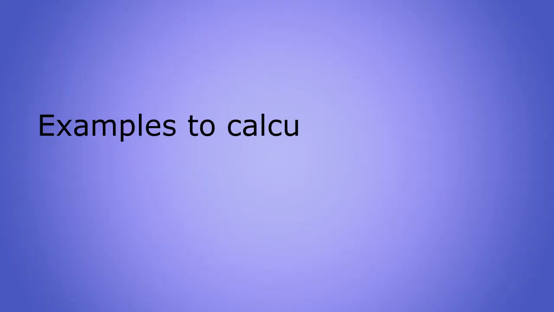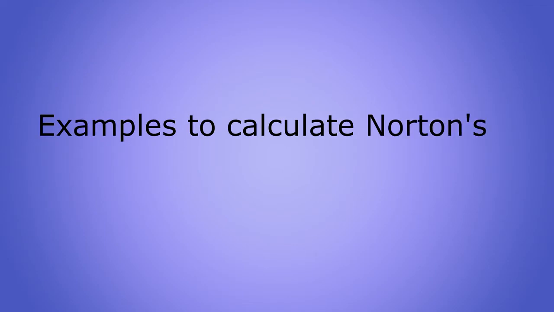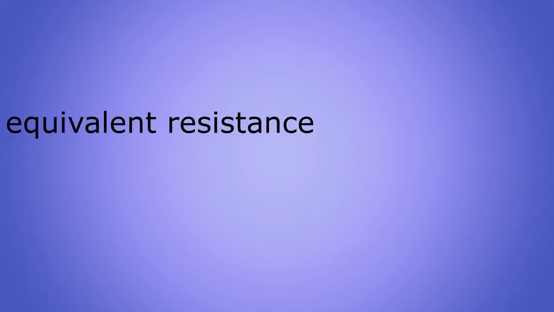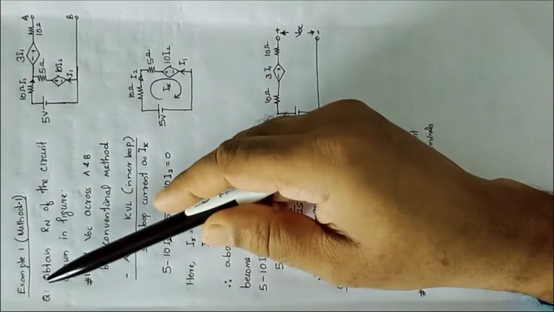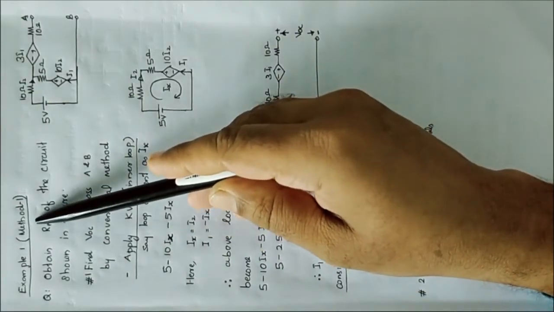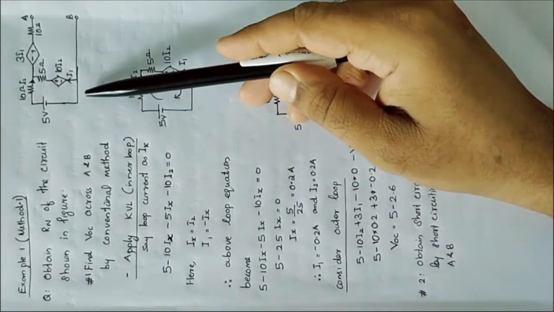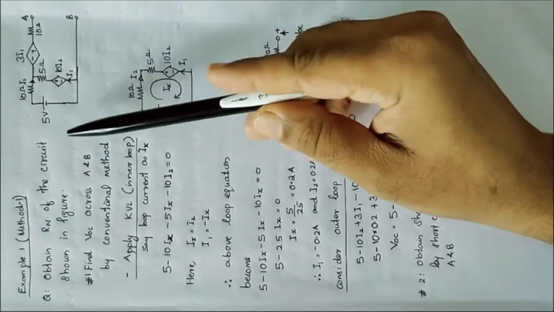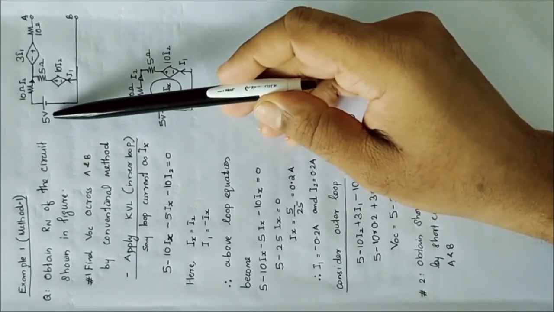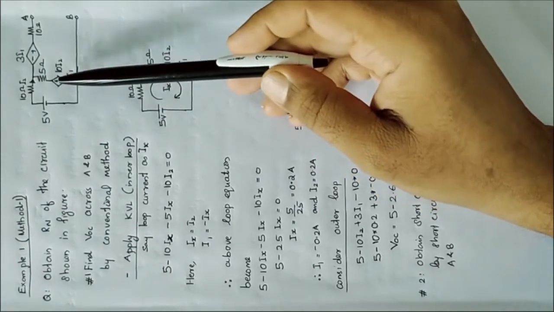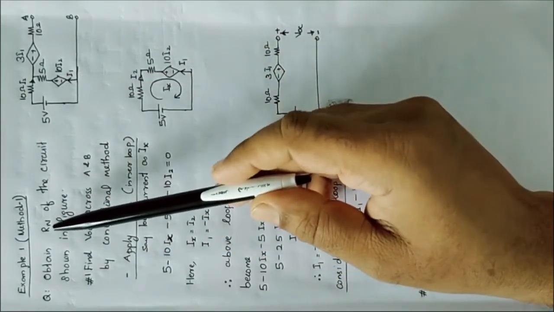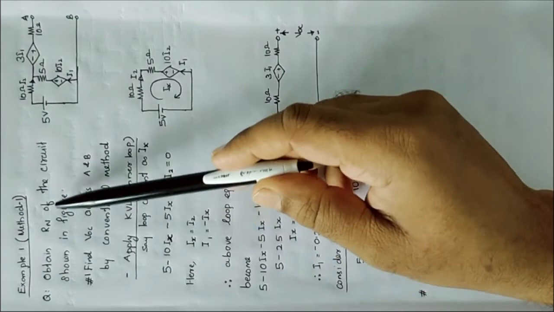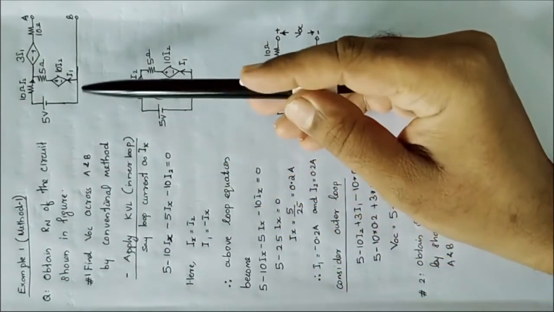In this section, let's discuss two examples to calculate Norton's equivalent resistance of an electrical network using method 1. Now let's see an example in method 1. For that, let's consider this circuit. Here we have only one independent source and two dependent sources. The question is to obtain Rn, that is, the Norton equivalent resistance of the circuit shown in the figure.